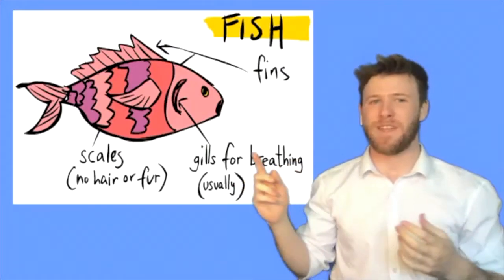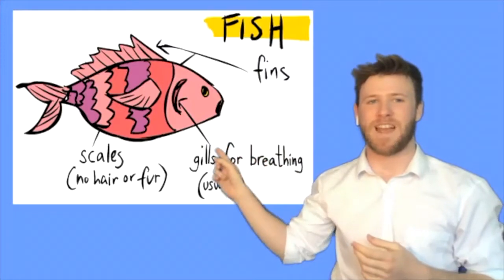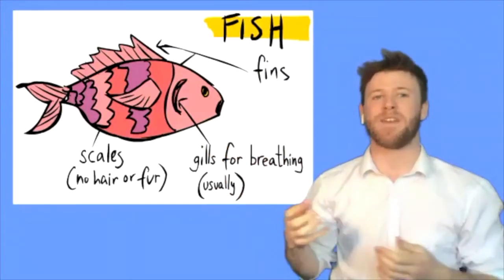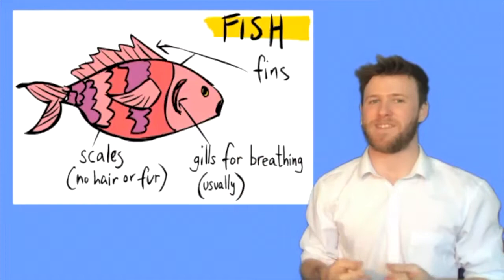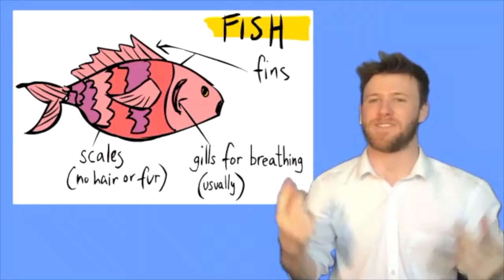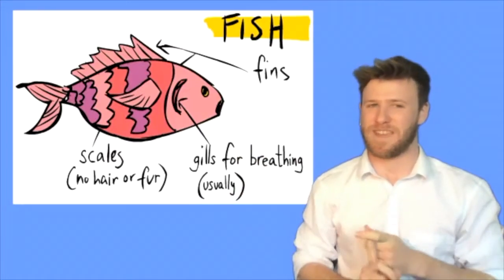They use gills, where water passes through the gills, and they take the oxygen they need to breathe from the water itself. So that's one big difference. How you can identify that something's a fish is if it's got gills.